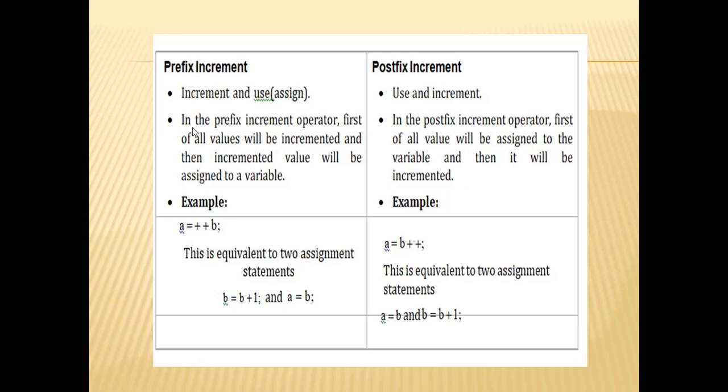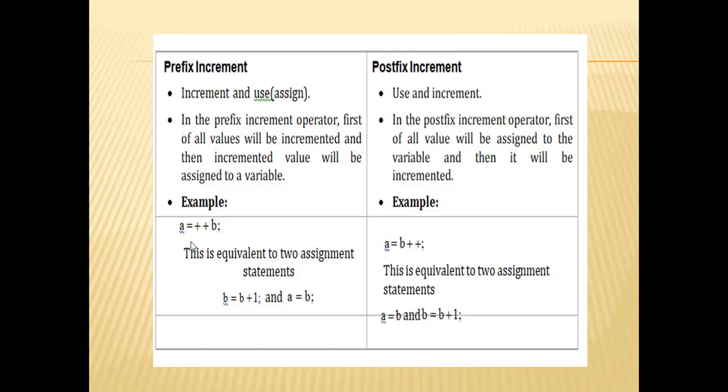Okay. And next, in the prefix increment operator, first of all the value will be incremented, and then the incremented value will be assigned to the variable. First we do the increment operation and then the value is assigned to the variable. In postfix, first we assign the value, and then we increment the variable value by 1.